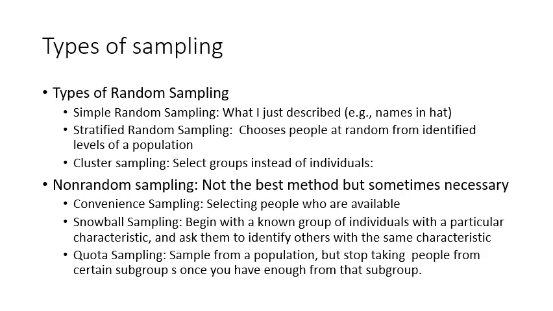And quota sampling is sampling from a population, but you stop taking people from a certain subgroup once you have enough from that group. So you might do a convenient sample, send out an email, say you email all of the colleges in the Navajo Nation, and then when you get enough from one particular college, you just stop and you don't take any more, and you wait till you get enough from the other colleges.